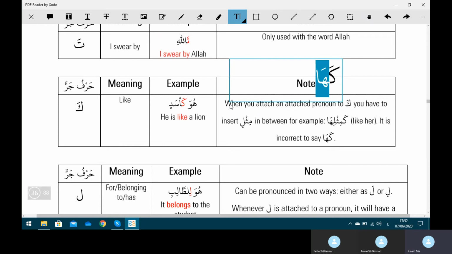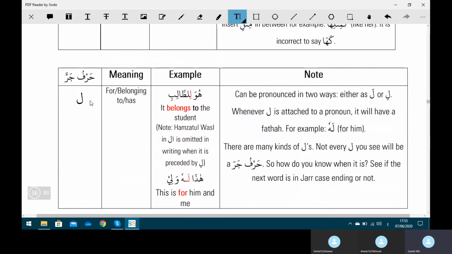Why? Because ha is an attached pronoun. Whenever you use a harf with an attached pronoun like ha, you have to put the word mithl in between the two. Kamithli. And notice it's li and not lu or la. So it's not raf, it's not nasb, but it is jar because of ka. Ka is a harf jar.